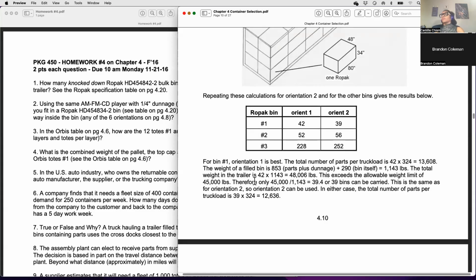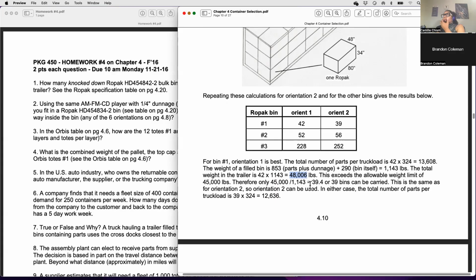Okay, so it is going to be too much. You have 42 bins per trailer times 1,143 pounds, which comes out to just a little bit over 48,000 pounds. But remember, we talked about that 45,000 pound weight limit for parts or anything that you're putting on the loaded trailer, and this is going to make it exceed the weight limit.